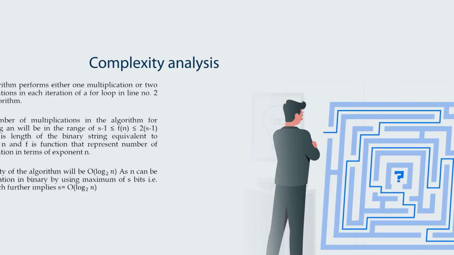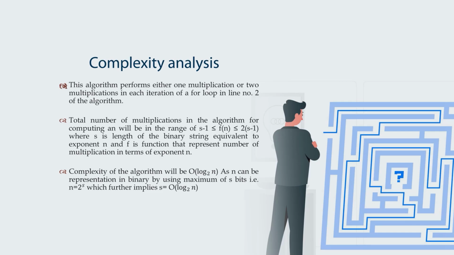In the complexity analysis, this algorithm performs either 1 multiplication or 2 multiplications in each iteration of the for loop in line number 2 of the algorithm. So the total number of multiplications in the algorithm for computing a to the power n will be in the range of s minus 1 to 2s minus 1, where s is the length of the binary string equivalent to exponent n, and f is the function that represents the number of multiplications in terms of exponent n.